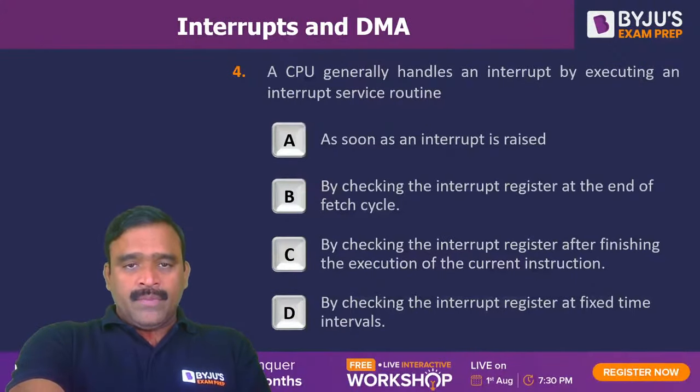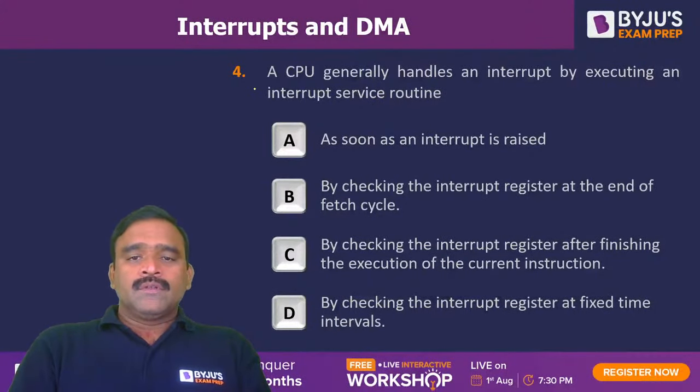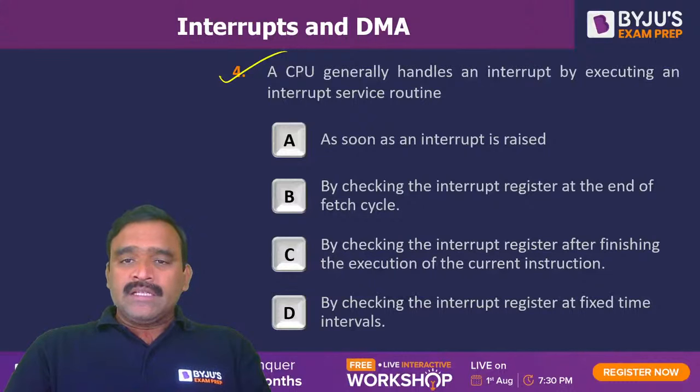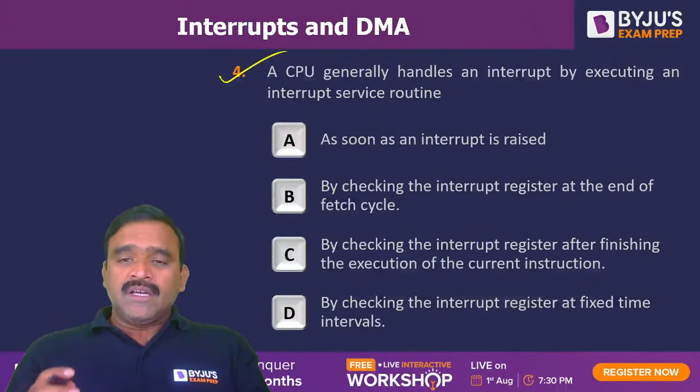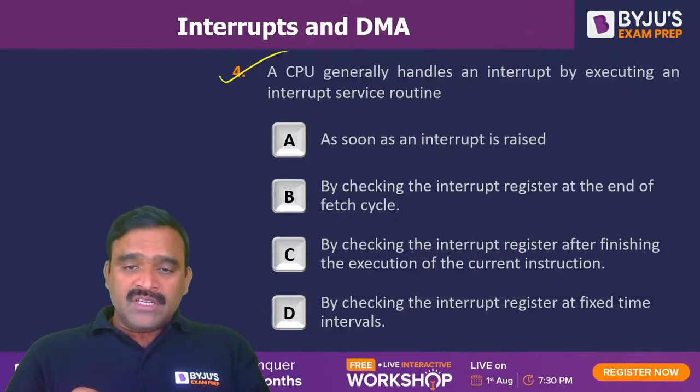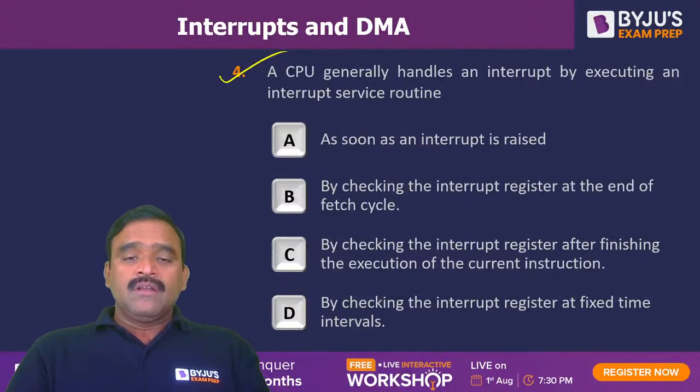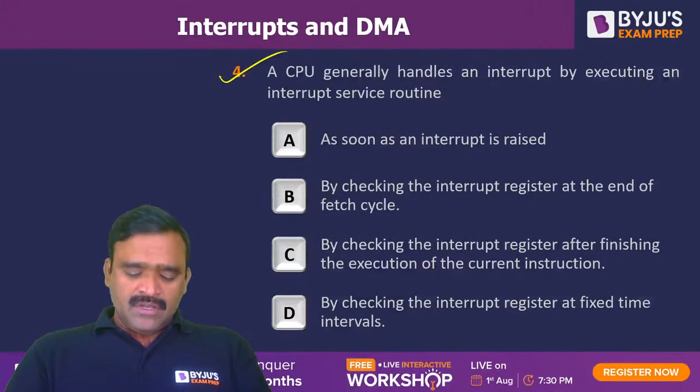Question number 4. A CPU generally handles an interrupt by executing an interrupt service routine. Option A, as soon as an interrupt is raised. Option B, by checking the interrupt register at the end of a fetch cycle. Option C, by checking the interrupt register after finishing the execution of the current instruction. And option D, by checking the interrupt register at fixed time intervals. So what is the right answer here? I think this is also a very general question you people can answer.